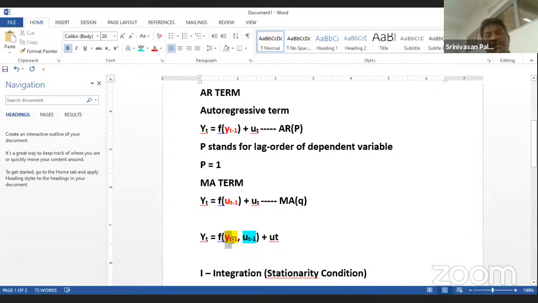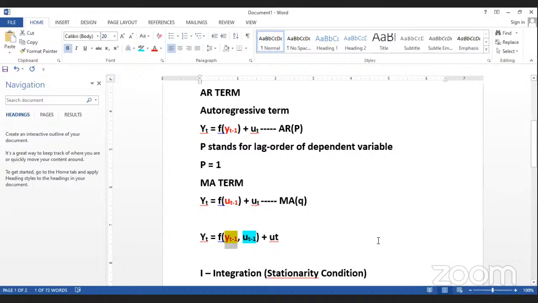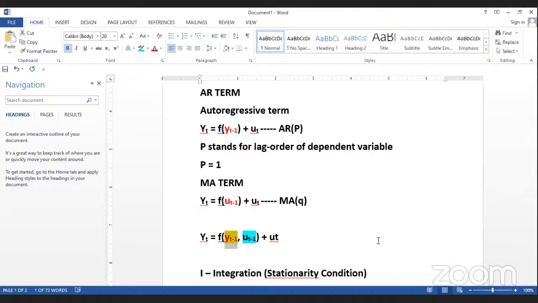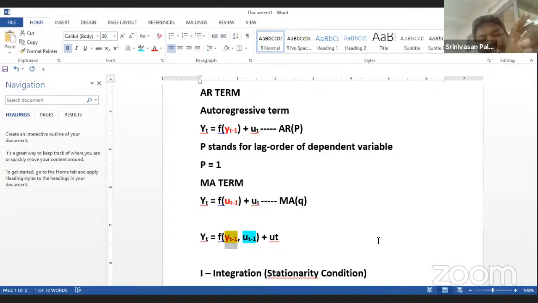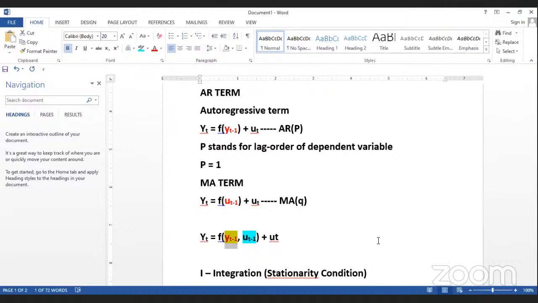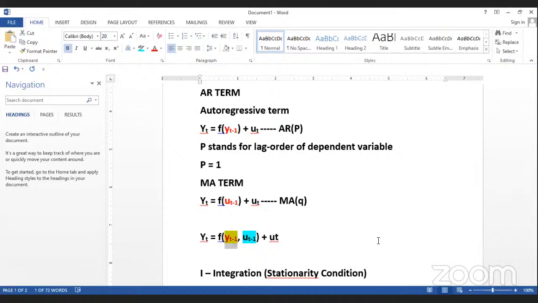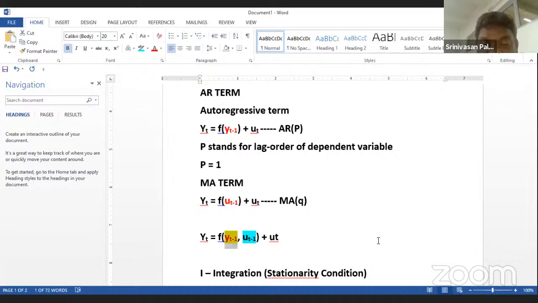What is YT minus 1? Very simple. This is the previous value of the dependent variable, a past value of the dependent variable. Auto regress. Beautiful. What is UT minus 1? This is the past value of the error term. Yeah, past values of the error term.